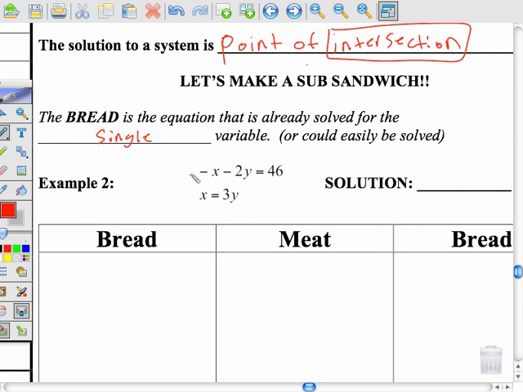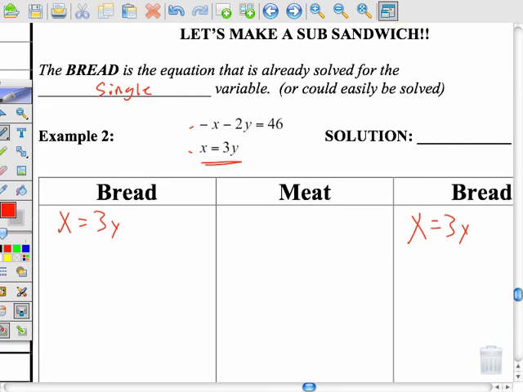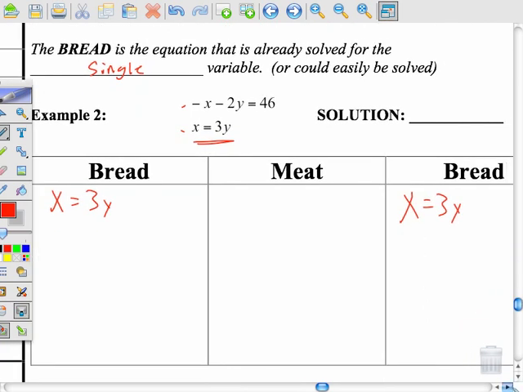So if you look at the example here, you have 2 different equations. The equation that the single variable is solved for is x right here. This is your bread. So the way the notes are set up, you could write that in for bread: x equals 3y. We just copy those down.